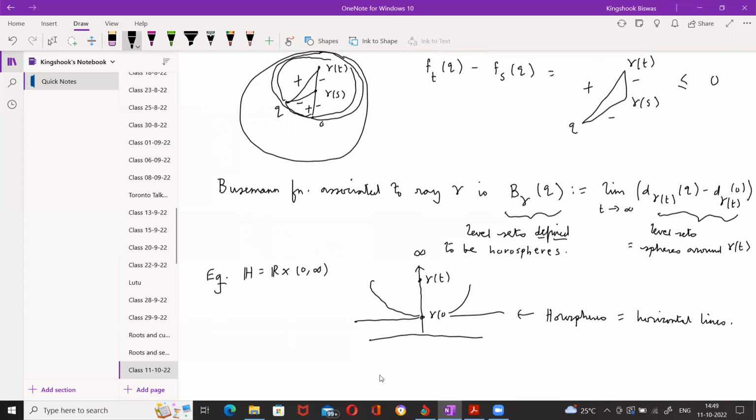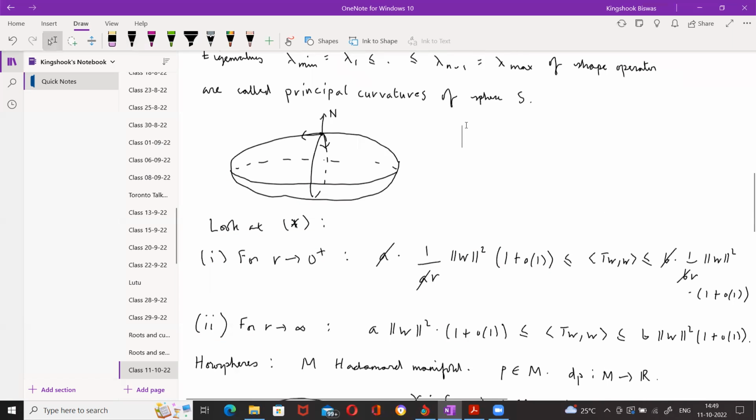Okay. Now, Utsav, you were asking about the curvature of the spheres. What is this Hessian comparison theorem saying for large radius? It's saying that the curvature of the spheres is bounded below by a positive constant, right? Yes. So that means when you pass to the limit, the spheres converge to horospheres. And the convergence is actually C2.